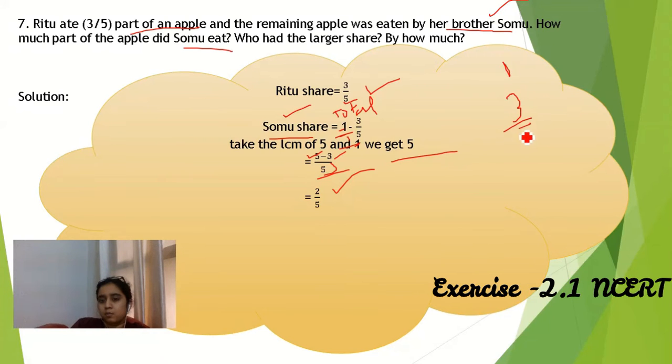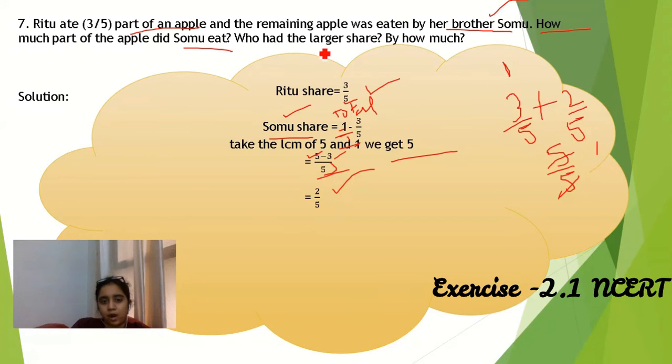Suppose Ritu's share is 3/5 and Somu's share is 2/5, which we have solved just now. So 3 plus 2 equals 5, and 5/5 is 1. So this is the total apple. So we have found Somu's share, that is 2/5. In the first part we had to find out Somu's share.